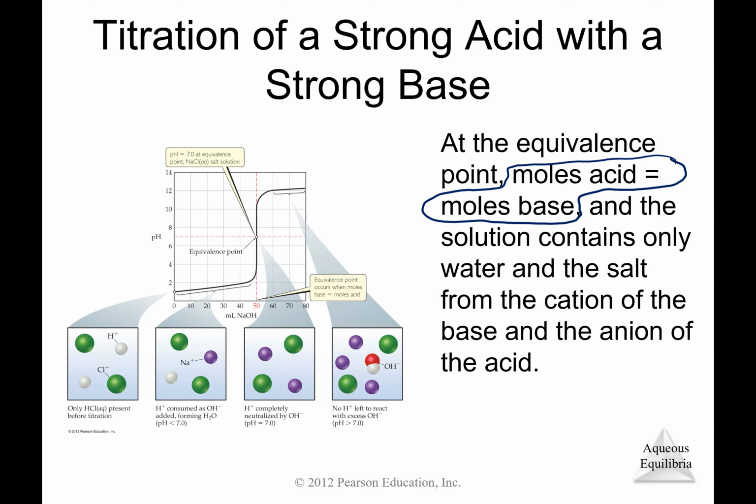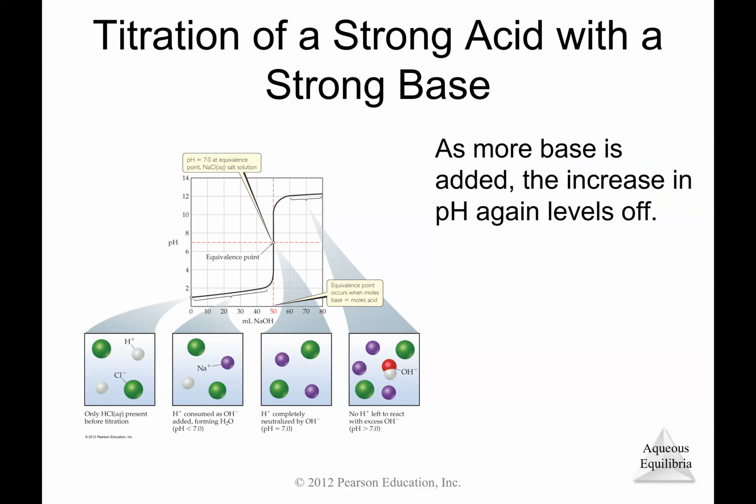The solution could have as much volume as needed to get to this equivalence point. Don't worry about volume. We're going to account for that in our calculations. But for now, understand that mole amounts have to be equal. Okay? As more base gets added, we see the second part of the steep part of the curve, and then we get up here and our pH levels are going to again flatten out.